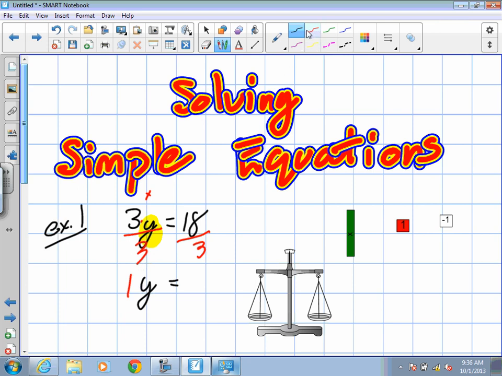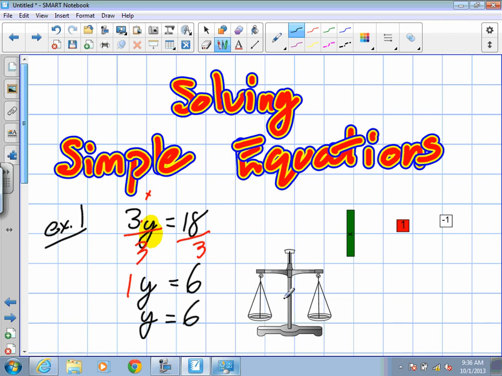6. Okay. Now, what's 1 times y? 1y or just y? I don't need to actually write that in, because 1 times any number is still that number. So this is y is equal to 6.